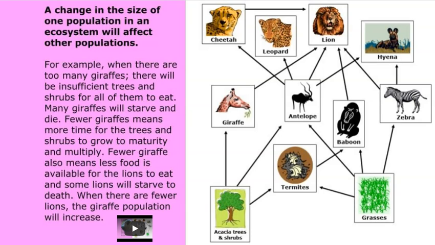So fewer giraffes also means less food is available for lions to eat, and some lions will starve to death. So because the giraffe population goes down, then the lion population also tends to go down. And when there are fewer lions, the giraffe population increases again. So then that causes an upward tick in the population of giraffes because there's less pressure on them from the lions.